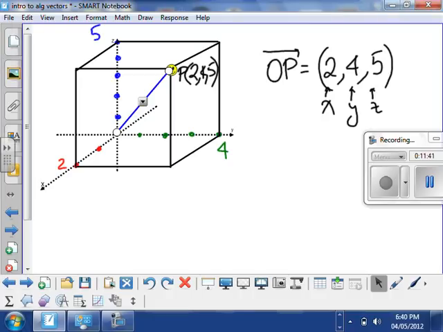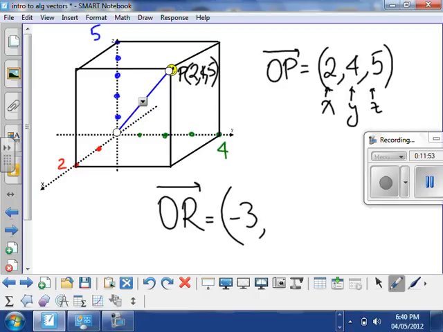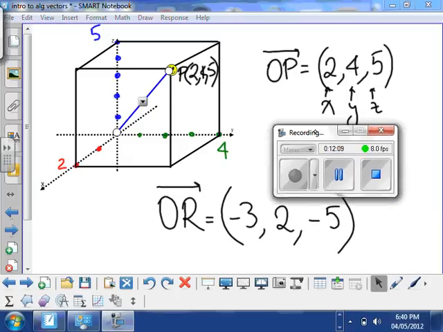Your task right now is to show me a second vector, vector OR, given as (-3, 2, -5). There you go. Enjoy, and let's see what you get.